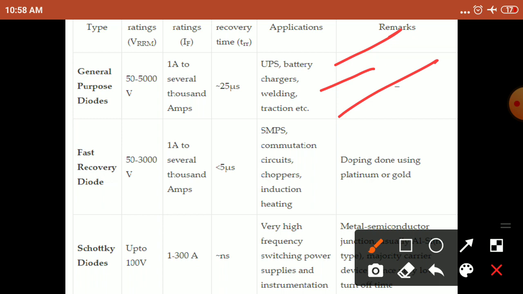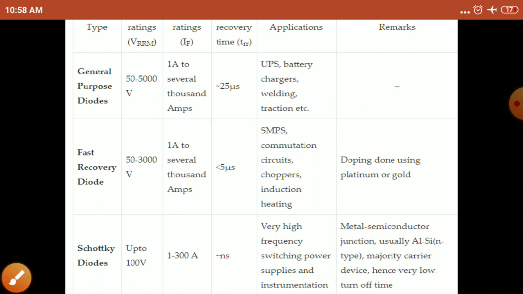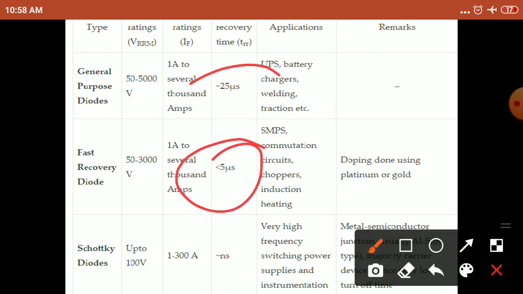Then come the fast recovery diodes. Their voltage rating is 50 volts to 3000 volts, and the current rating is 1 ampere to several thousand amperes. And the reverse recovery time, look at this, is less than 5 microseconds, compared to 25 microseconds for general purpose diodes. That is why it's called a fast recovery diode.